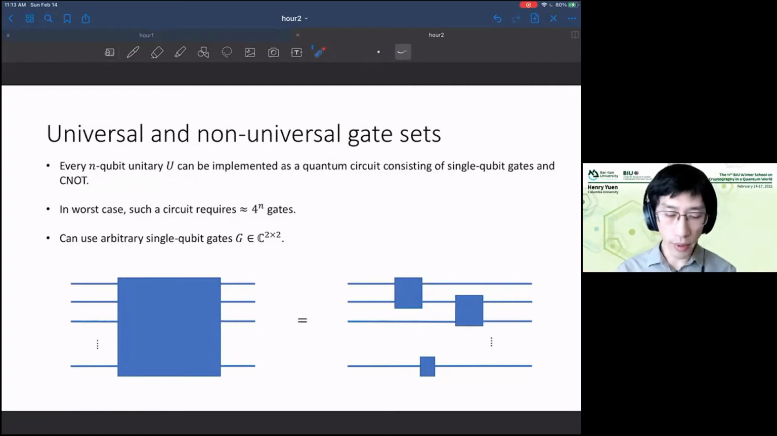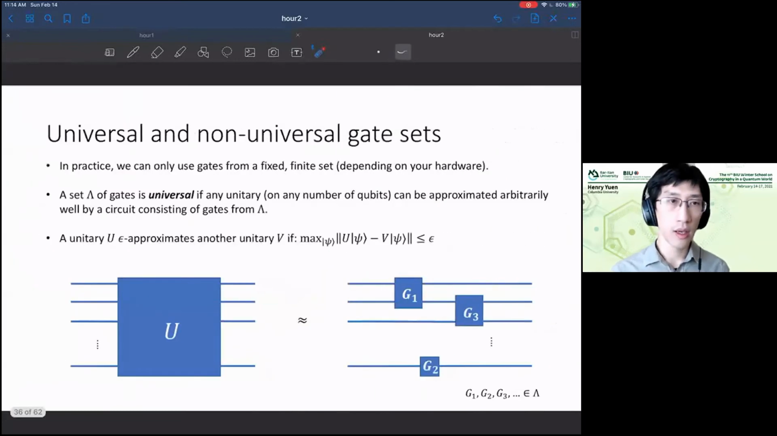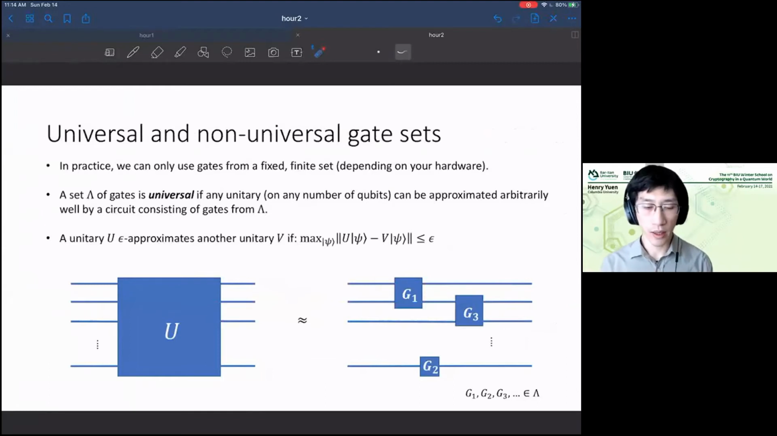And not only that, but really to get this general unitary down, you'll need to use arbitrary single qubit gates G. But as long as you're allowed to do that, you can implement any unitary you like. But in practice, we can't use any possible single qubit unitary. We only get to use gates from some finite gate set. You can imagine it's like the instruction set of your quantum computer. So let's just talk about finite gate sets.